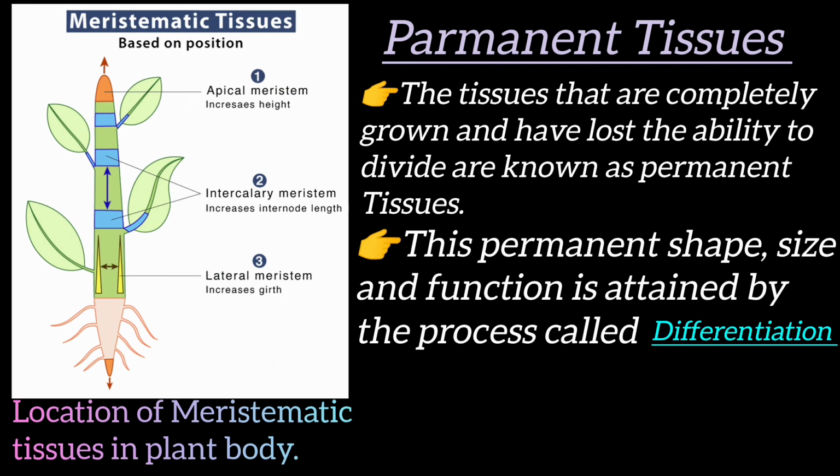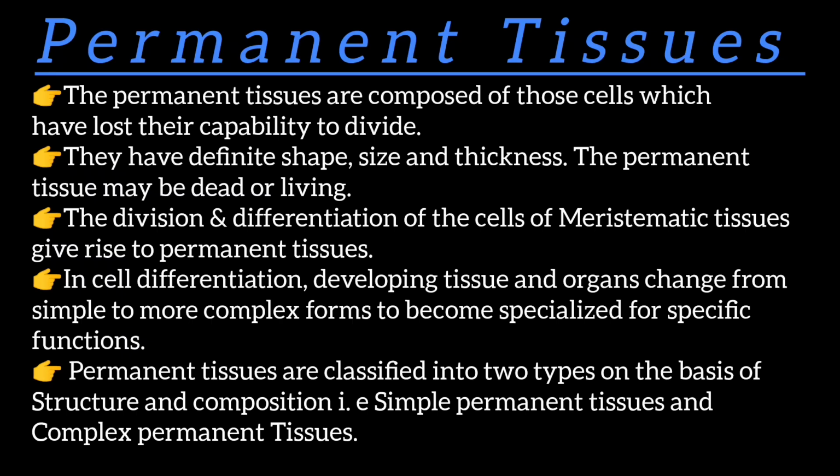Permanent tissues are completely grown and have lost the ability to divide. This permanent shape, size and function is attained by the process called differentiation. The permanent tissues are composed of those cells which have lost their capability to divide. They have definite shape, size and thickness. The permanent tissue may be dead or living. The division and differentiation of the cells of meristematic tissue give rise to permanent tissue.